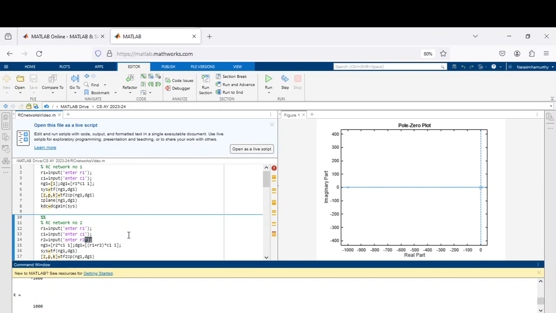So now let me give a different value. It is asking for the value of R1, so let me give it as 100. Again it will ask for the value of C. Let me give it as 1e minus 6, which is 1 micro.